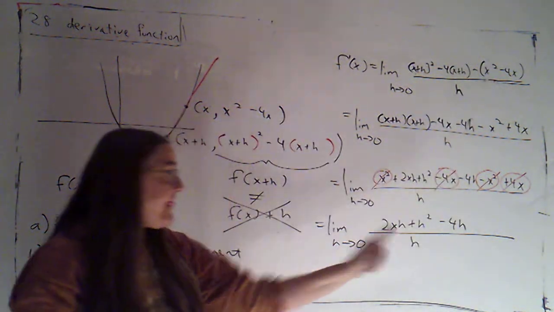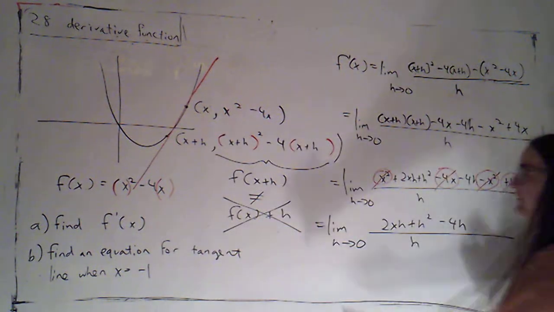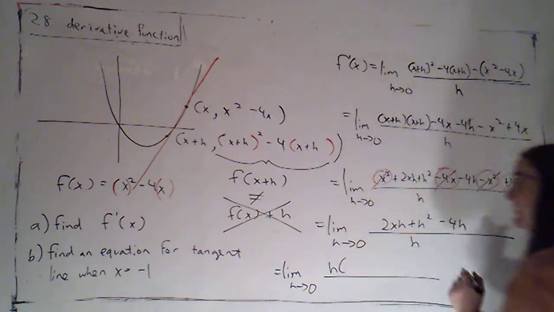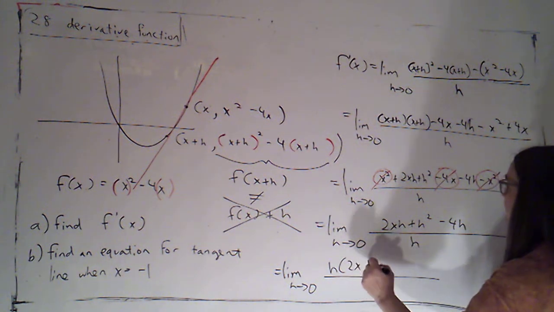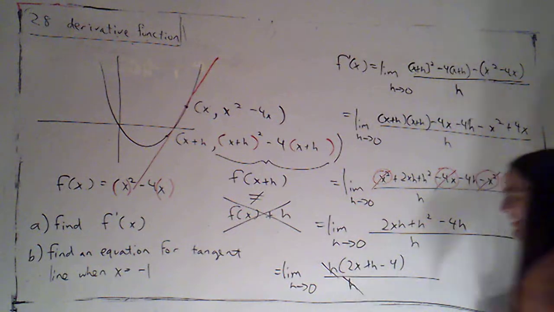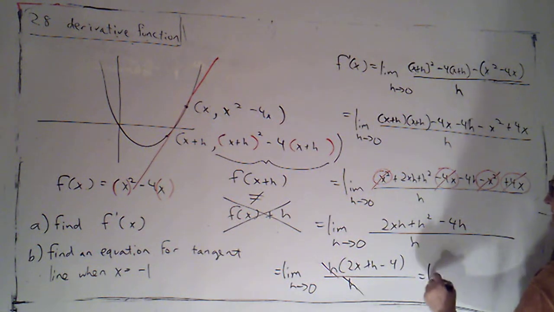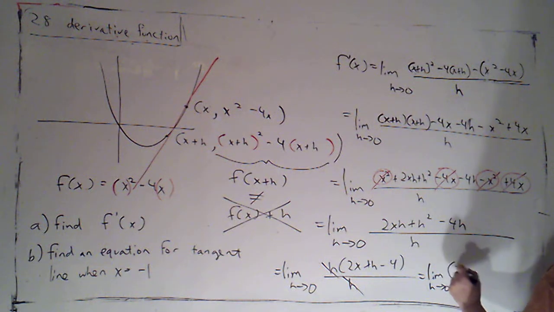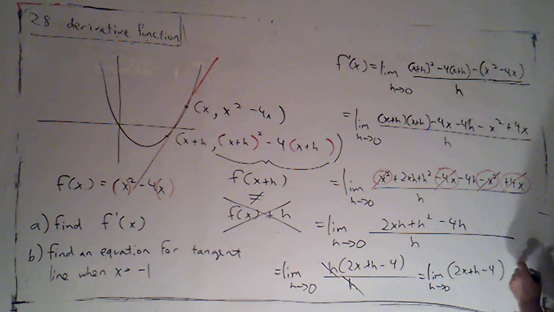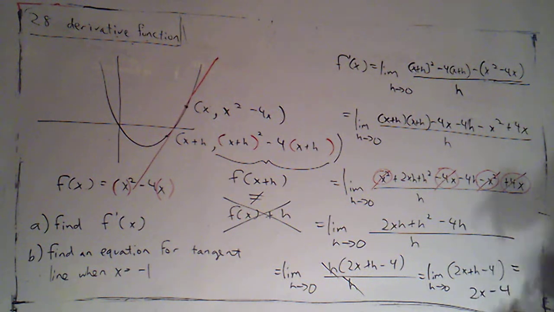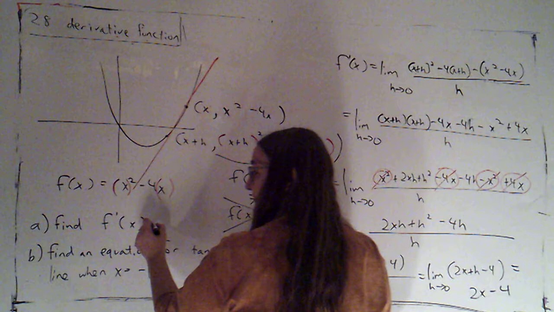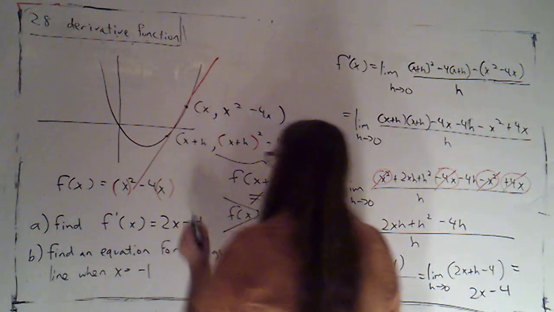Okay. With that happening, I can now factor out an h on the top. So this is the limit as h goes to 0. On top, I can factor out that h, and then I've got 2x plus h minus 4 over h. Now I can do what I've been wanting to do. I can cancel that. And so this is the limit as h goes to 0 of 2x plus h minus 4. I can now plug in 0 for that h, and so I get 2x minus 4. So what we've got is that our formula for the derivative function is 2x minus 4.